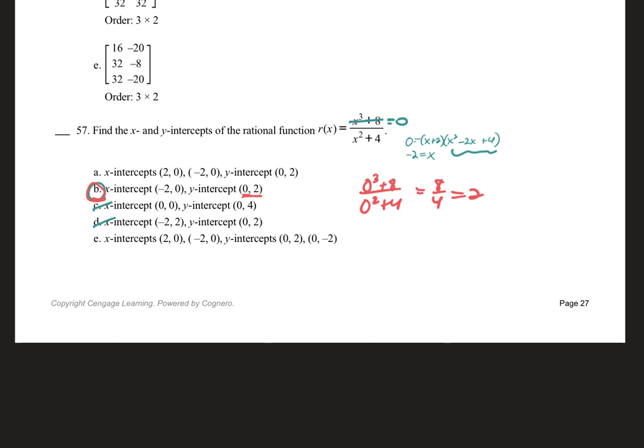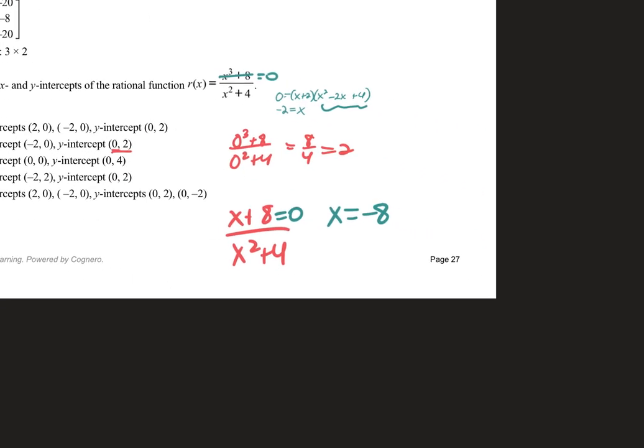It could say x-intercepts are zeros at the top, like the one at the beginning. If it said x plus 8, let's say, over x squared plus 4, then my zeros would come from my numerator, and it would be negative 8. So the wording could be zero, or it could be x-intercept. The zero would just be negative 8. The x-intercept would be negative 8, 0.